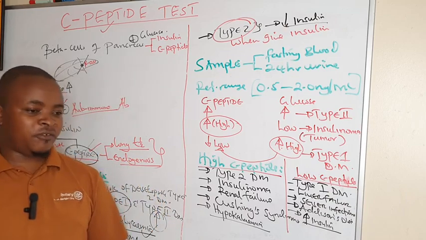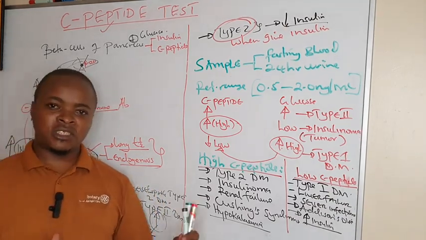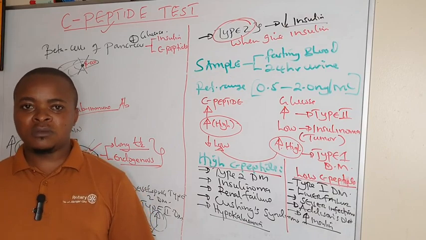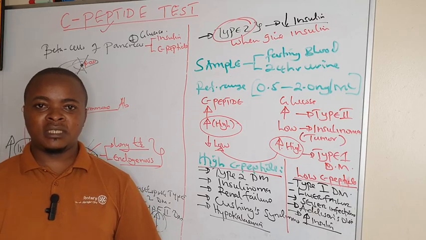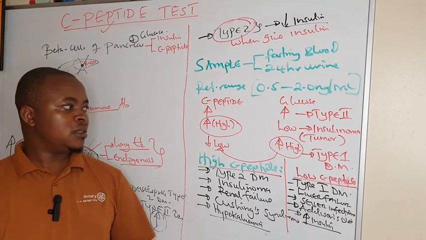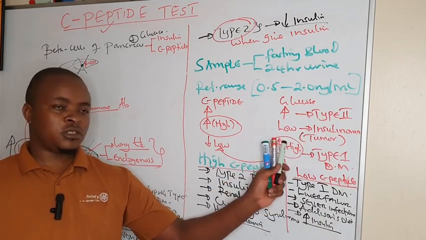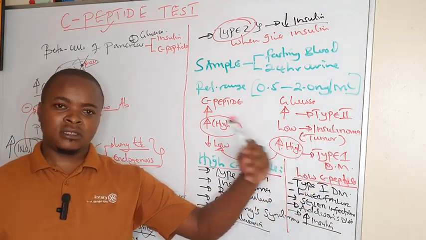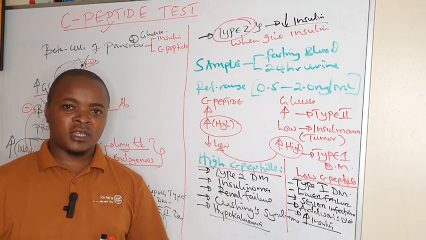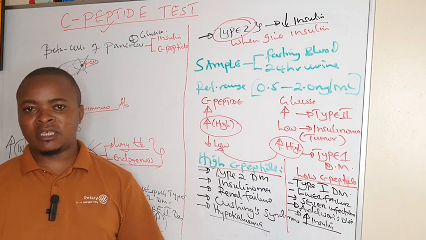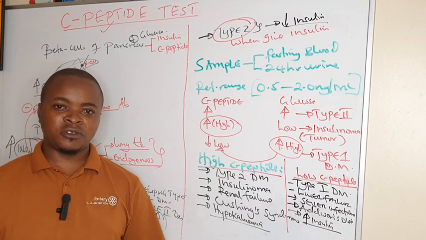But the main significance is to distinguish type 1 and type 2, then also predicting the risk of developing type 2 diabetes, and also ruling out insulinomas and ascertaining the cause of hypoglycemia in hypoglycemic patients who have low levels of glucose.